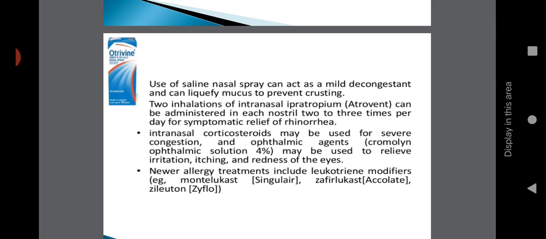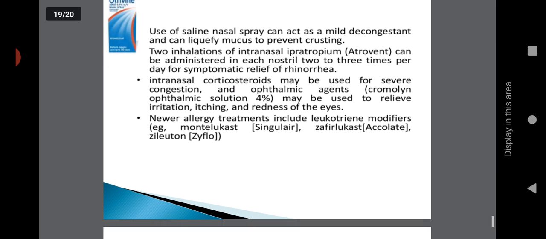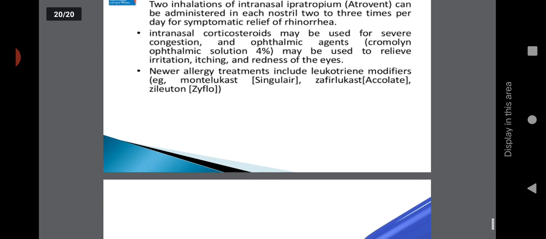Then intranasal corticosteroids may be used for severe congestion, and ophthalmic agents may be used to relieve irritation, itching, and redness of the eyes. Newer allergy treatments include leukotriene modifiers: montelukast, zafirlukast, and zileuton. These are the medicines available in the pharmacy or in the hospital. They are called leukotriene modifiers. It's a newer allergy treatment. It will help to relieve rhinitis. So this is all about the topic rhinitis.